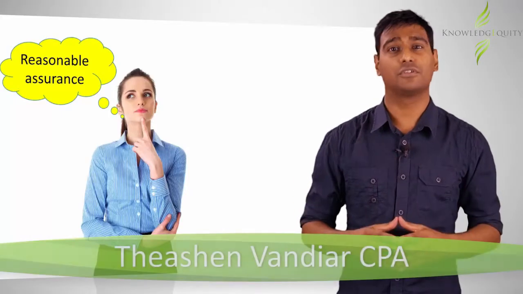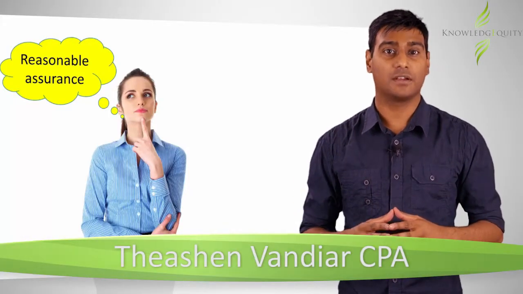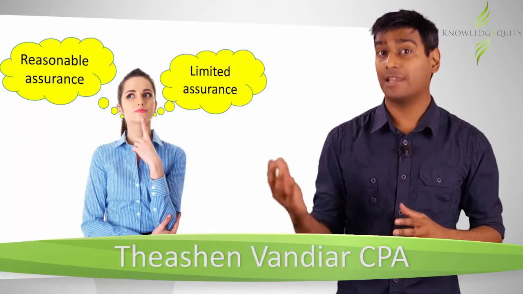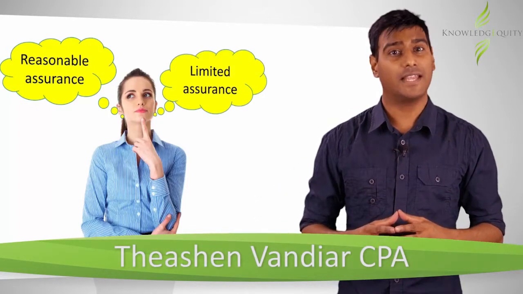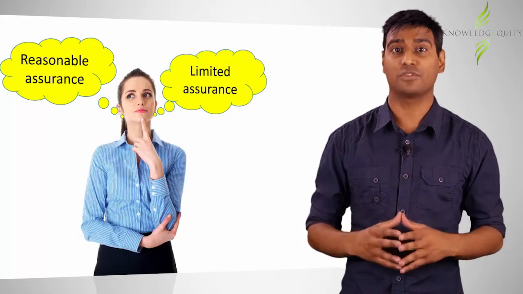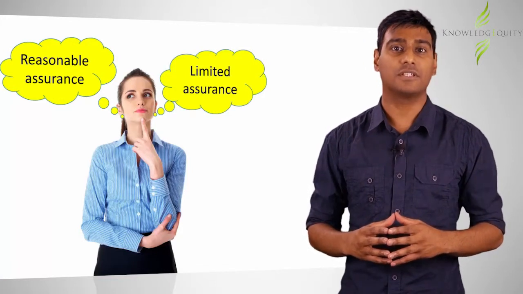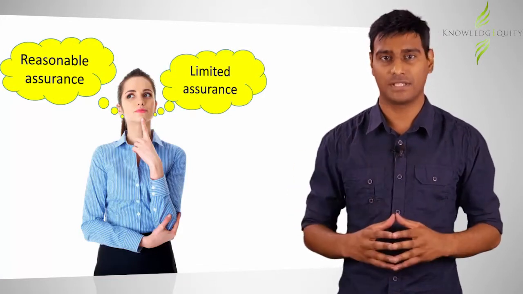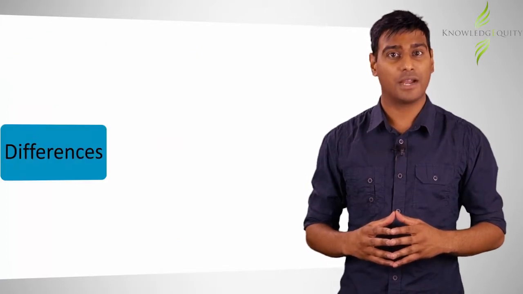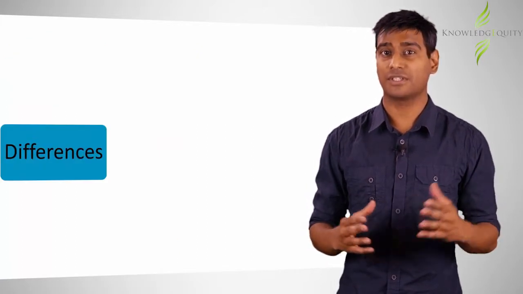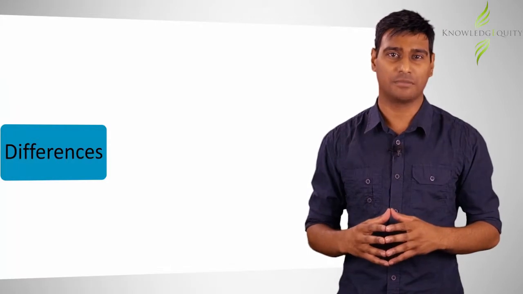There are different levels of assurance. The primary levels are reasonable assurance and limited assurance. Understanding the differences between these two types of assurance is imperative, as these concepts are pervasive throughout your study of this subject. There are three primary differences between reasonable assurance engagements and limited assurance engagements.